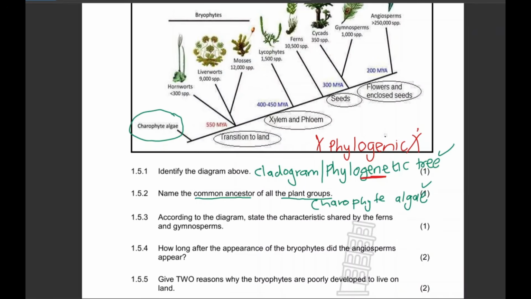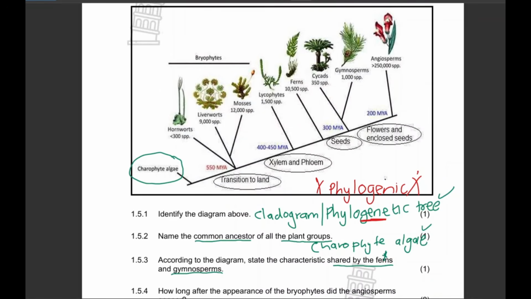According to the diagram, state the characteristic that is shared by the ferns and the gymnosperms. Let's look for both the ferns and the gymnosperms. The characteristic that is shared is definitely not seeds. So we need to look for the characteristic that has been introduced before the ferns. So the xylem and phloem, we know those are our vascular tissues. So that will definitely be the characteristic that is shared by both fern plants and also our gymnosperms.